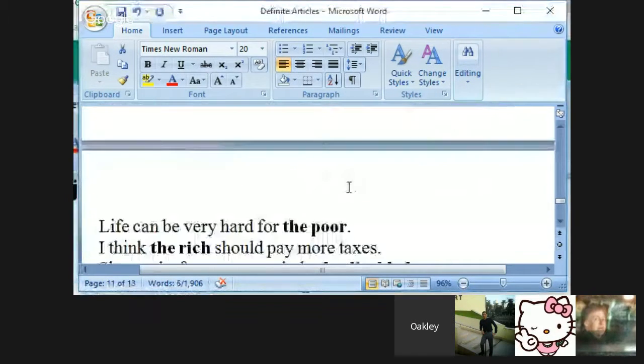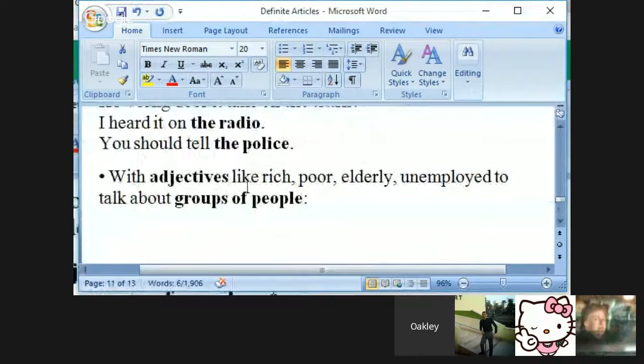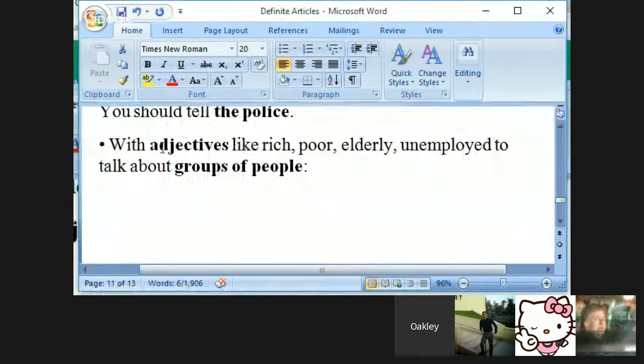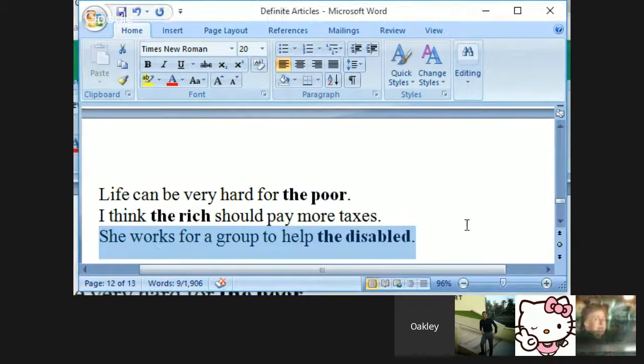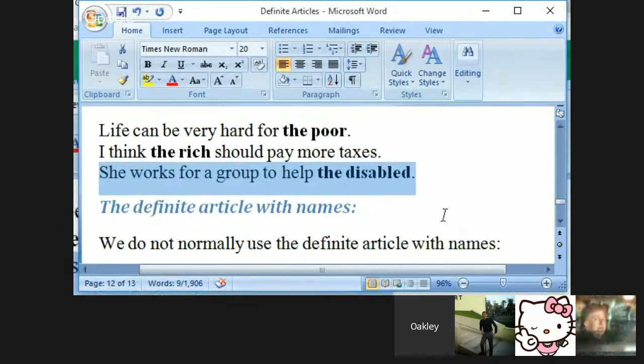All right, we already talked about that. Here's another one we haven't talked about. Yes, we did talk about it with adjectives like rich, poor, elderly. Specific groups of people. Life can be very hard for the poor. This is kind of like saying the Chinese are the most populous nation in the world. I think the rich should pay more taxes. All right, talking about a specific group of people, we can use the.